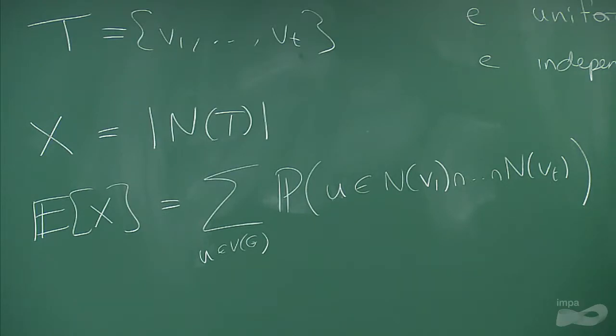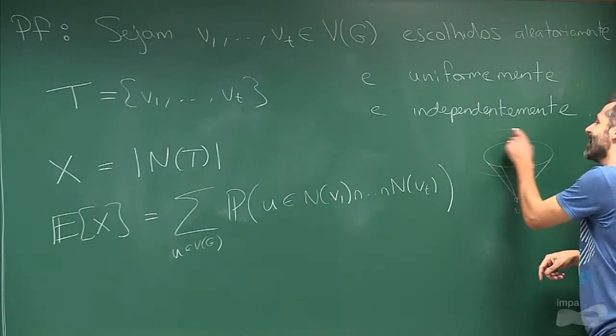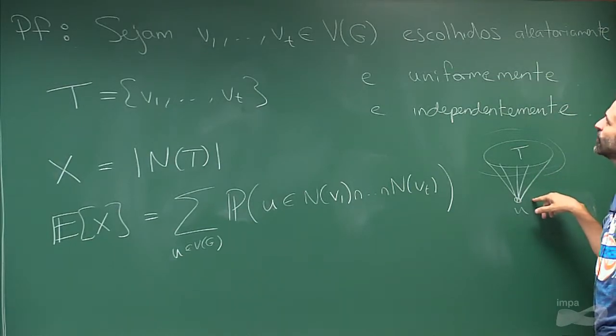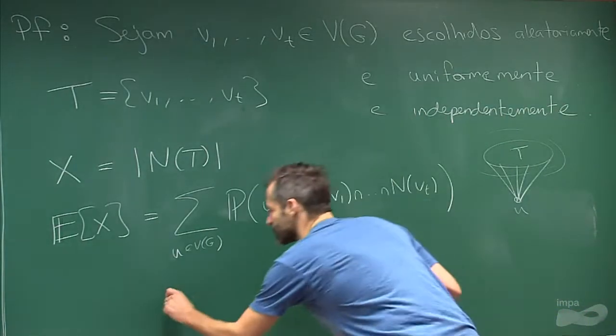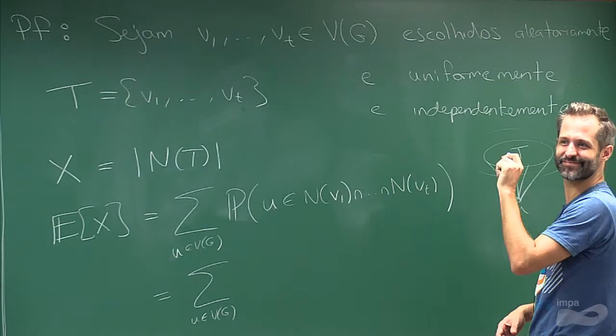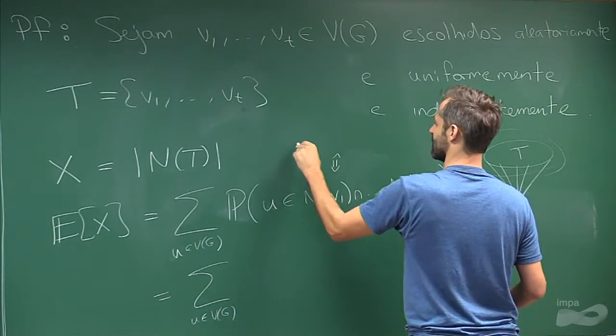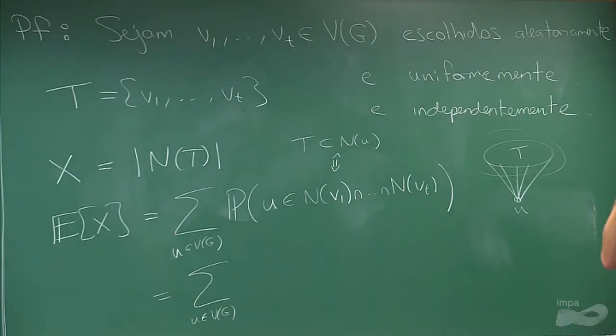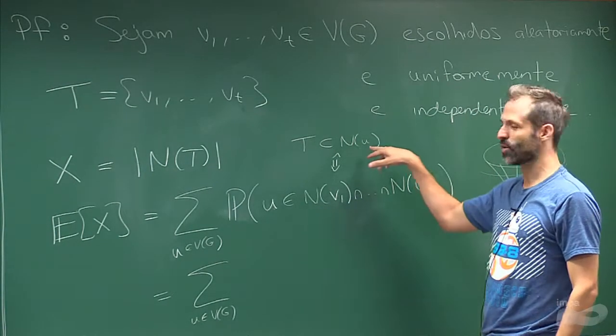Right, so it's not a random graph. U being in the common neighborhood of T is the same thing as T being a subset of the neighborhood of u. So each of these vertices has to be chosen in the neighborhood of u. And they're all chosen independently and uniformly. U is in the common neighborhood of T if and only if T is contained in the neighborhood of u.